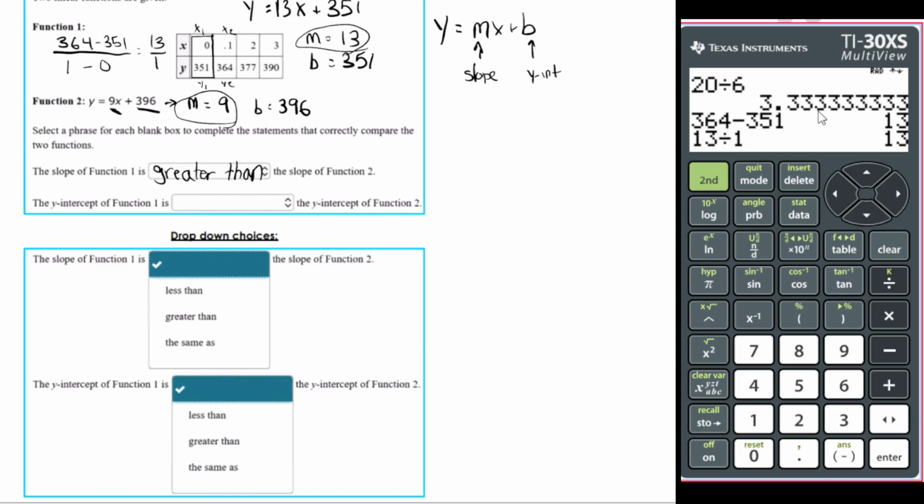The y-intercept of function 1 is less than, greater than, or the same as the y-intercept of function 2. Function 1 has a y-intercept of 351. Function 2 has a y-intercept of 396. So 396 is bigger than 351. So the y-intercept of function 1 is less than the y-intercept of function 2. And that's your answer.